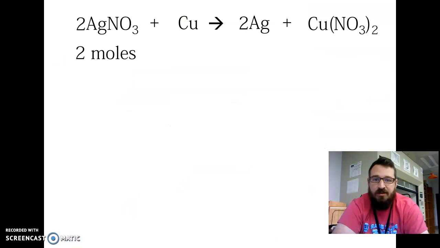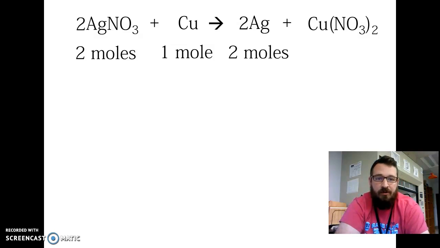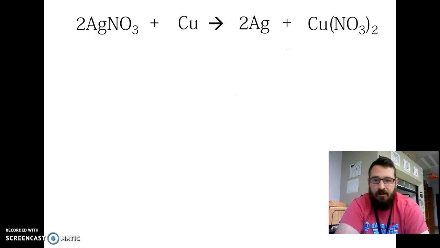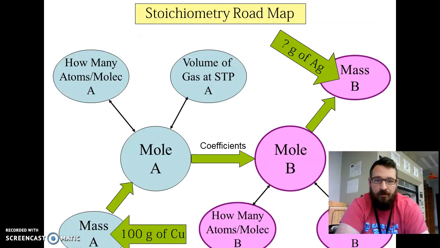So from our balanced equation, we can see if we have 2 moles of silver nitrate, we have 1 mole of copper, 2 moles of silver, and 1 mole of copper nitrate. Right, if I double that, everything else doubles, and students can start to see this pattern. So if I have 8 moles of silver, you would have 8 moles of silver nitrate. Everything would multiply by 4.